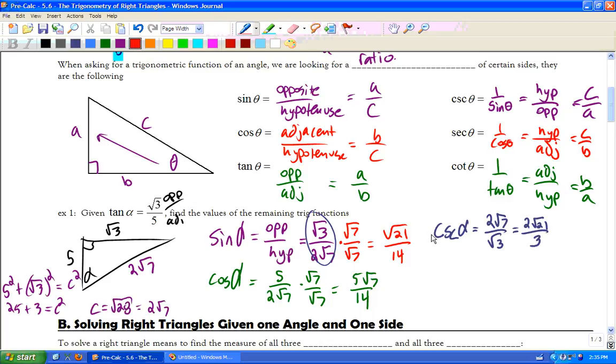The secant of alpha will equal, again, I'm going to go back to 5 over 2 square roots of 7. When I take the reciprocal of that, I get 2 square roots of 7 over 5. And I don't need to rationalize. I'm done there. And the only one we're missing is cotangent, which is going to be the reciprocal of tangent. Cotangent will equal 5 over the square root of 3. When I rationalize that, that becomes 5 square roots of 3 over 3.